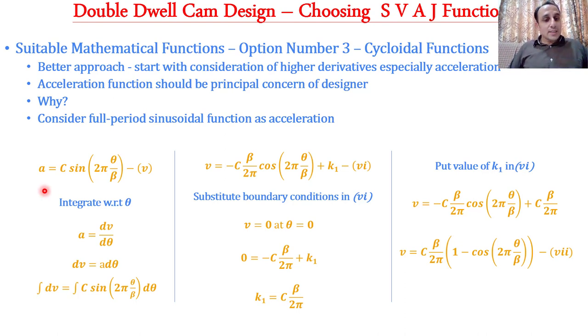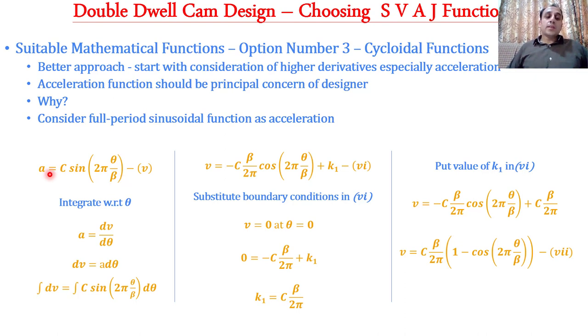We are using this acceleration function. This is a sinusoidal function. We are calling it a cycloidal function as well. This is a simple sine function. This will create what? This will create a full sine wave. What about this one? C. So the value of C will define the amplitude of this sine function. And what about this theta over beta? This is the same as we discussed in the previous topic, that theta is the instantaneous angle of the rise function and beta is the difference between the start and end angle of the rise function.